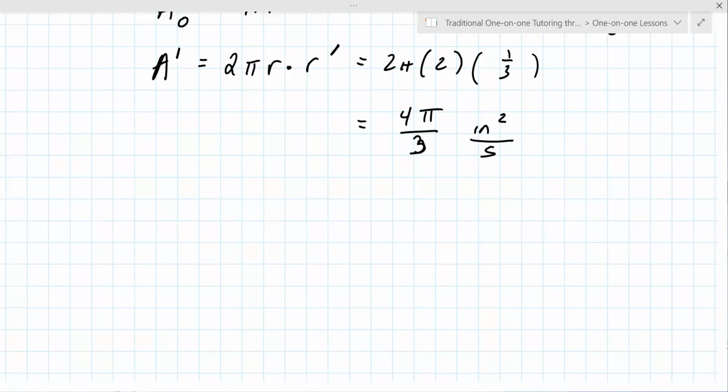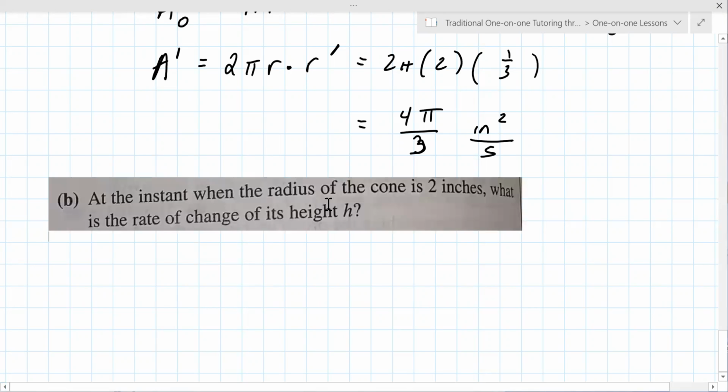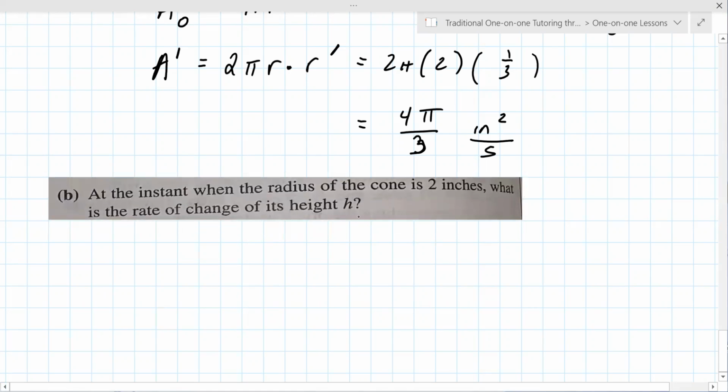Is that okay? Yes. Okay, part B is something completely different. It's totally dealing with something else. These are separate problems. At the instant when the radius of the cone is 2 inches, what is the rate of change of its height, h? Okay, so the only thing that has h in it is the volume, 1/3 pi r squared h.